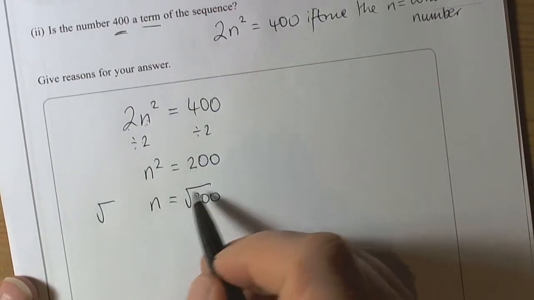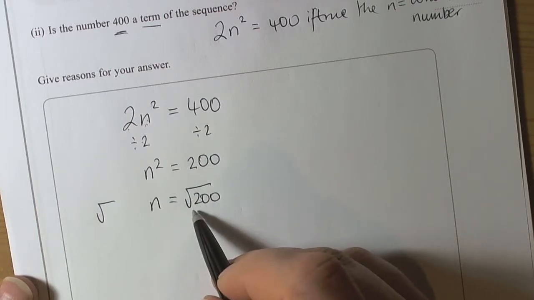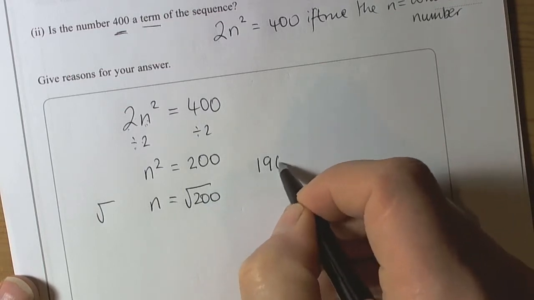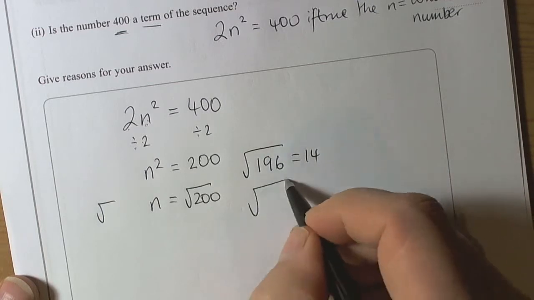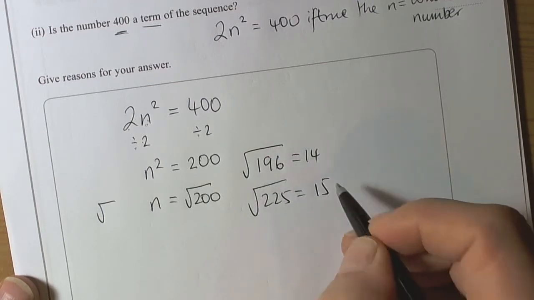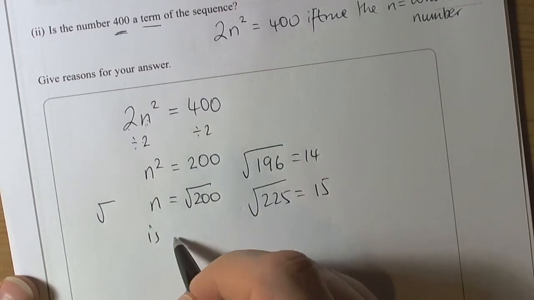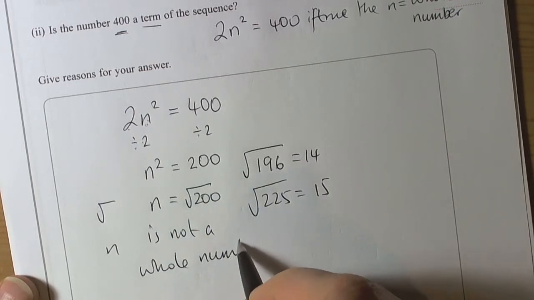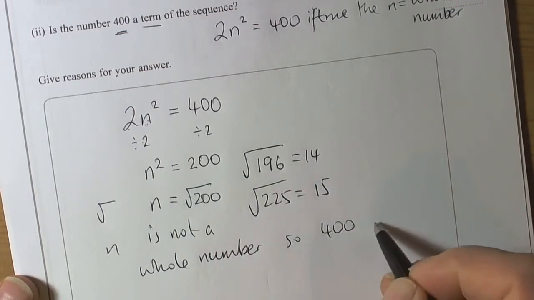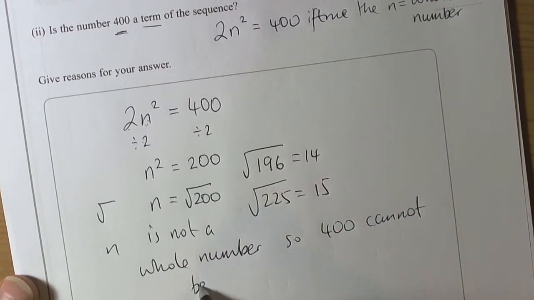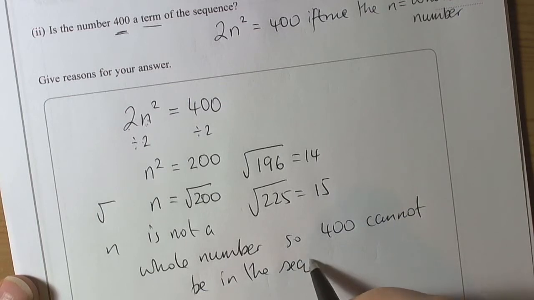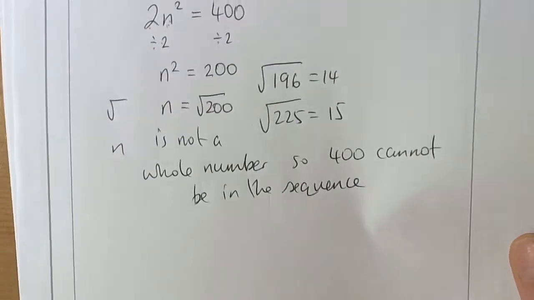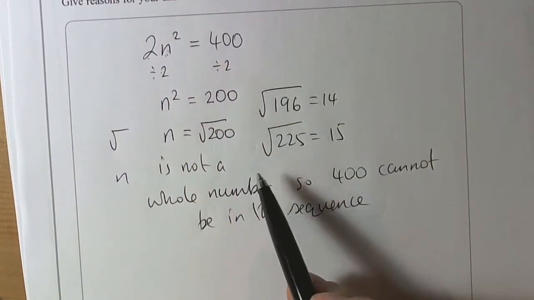And again, you are expected to know your square roots up to 225 for whole numbers and square numbers. So the square root of 196 is 14, and the square root of 225 is 15. So the square root of 200 is not a whole number, so n is not a whole number. So 400 cannot be in the sequence. That would be the mathematical way of showing that 400 is not a term of the sequence.